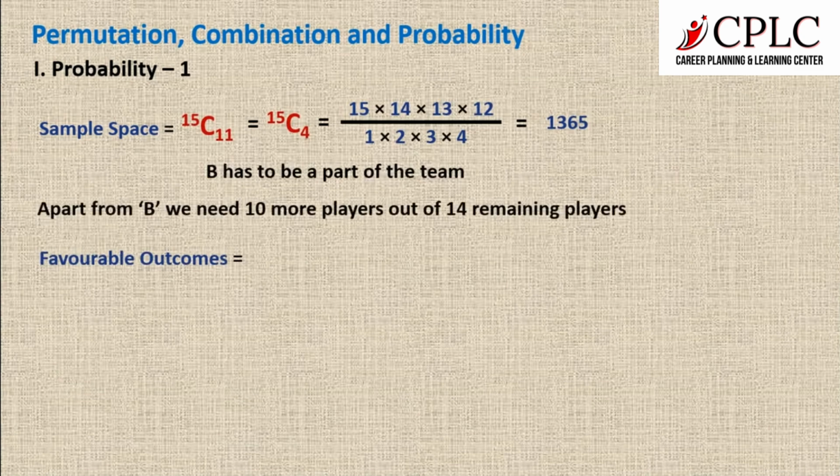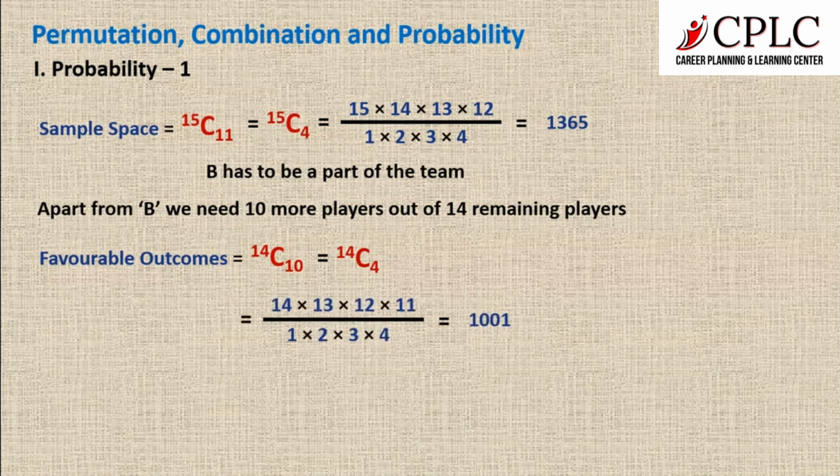The remaining 10 people are supposed to be selected out of the remaining 14 people, because B is already selected, because that is the favorable outcome. So your favorable outcome is, ideally, assuming B is already selected, the remaining 10 people from the 14 players. So 10 players from the 14 players, 14C10, mathematically you are going to do 14C4. So when you do 14C4, the answer that you get is this.